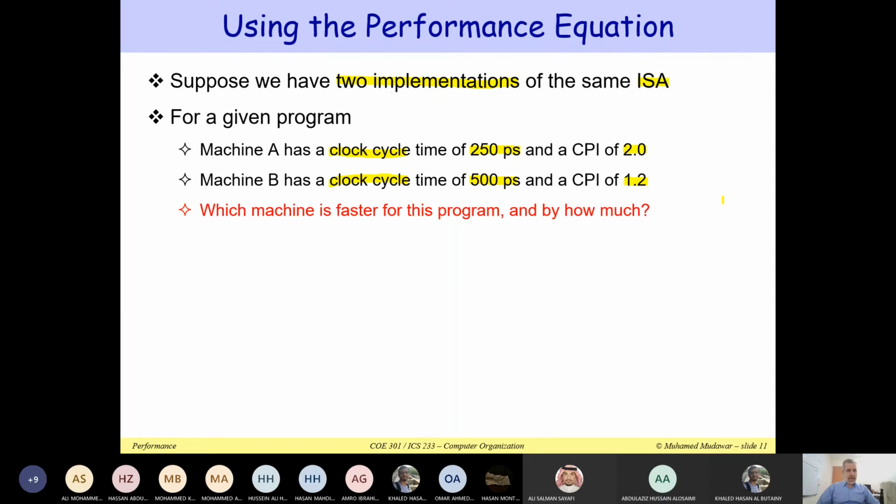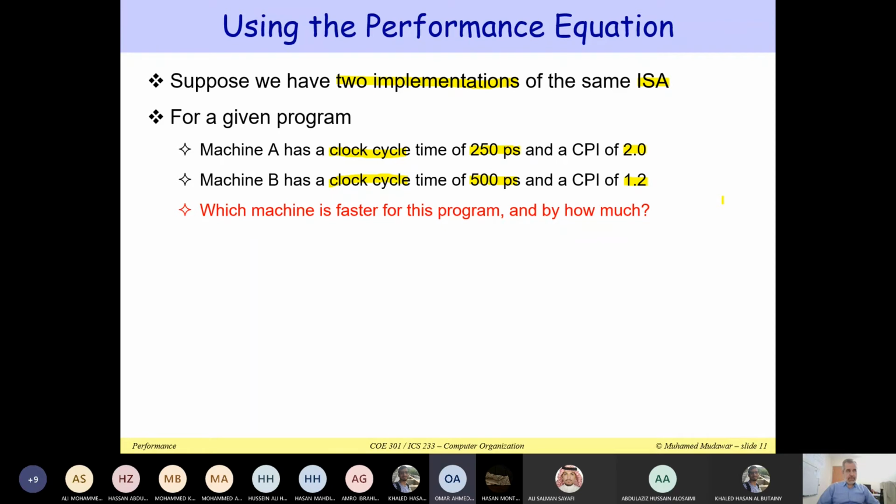So B has a lower CPI than A, but A has a lower clock cycle. The clock cycle of A is better than B, but B has a better CPI. So the question is, which machine is faster for this given program, and by how much?